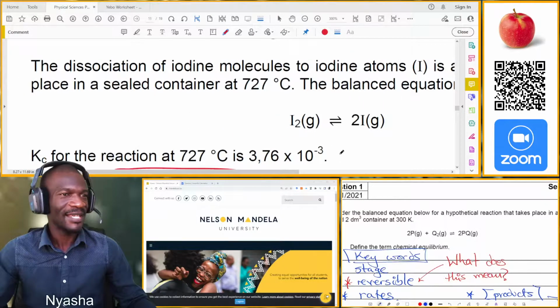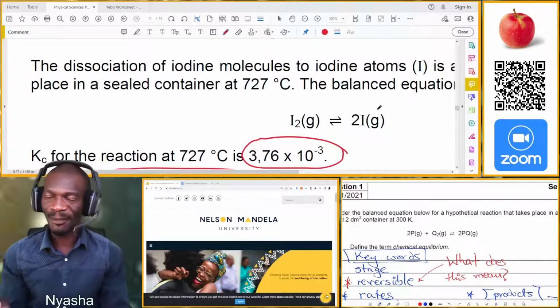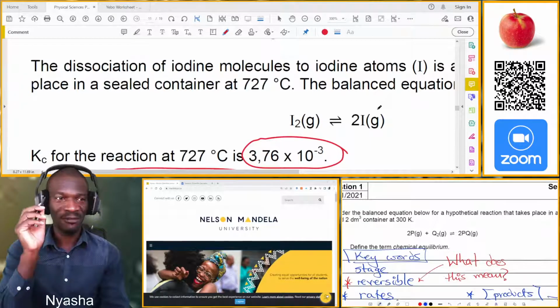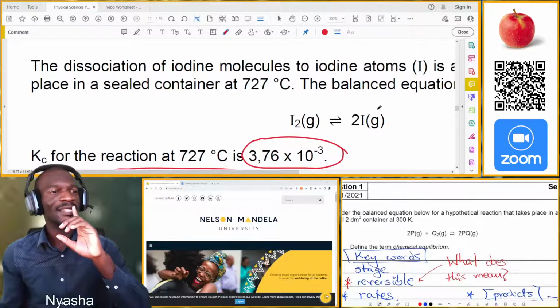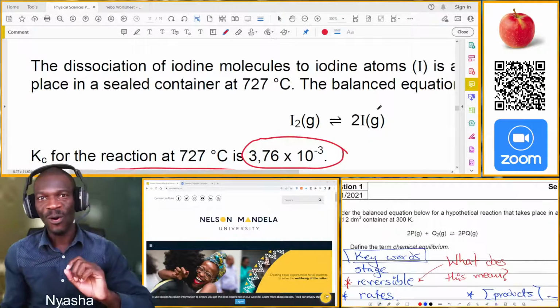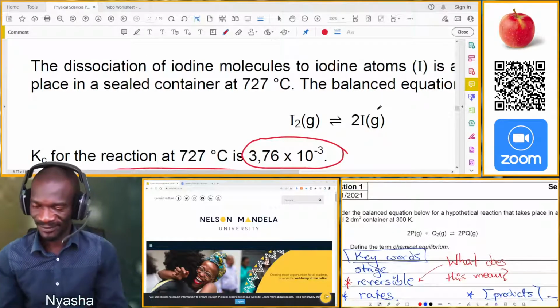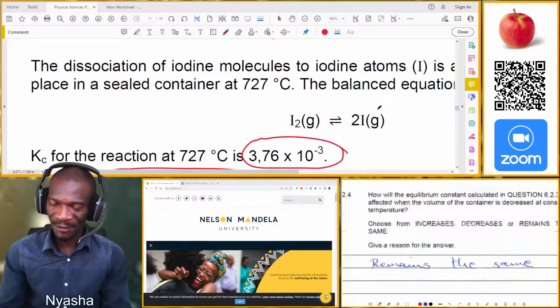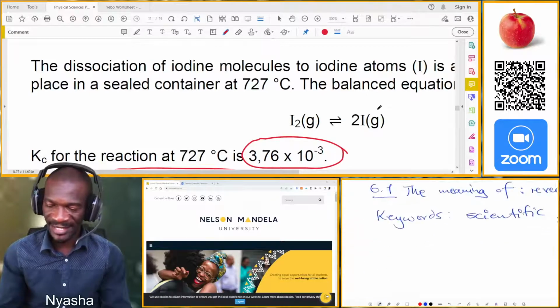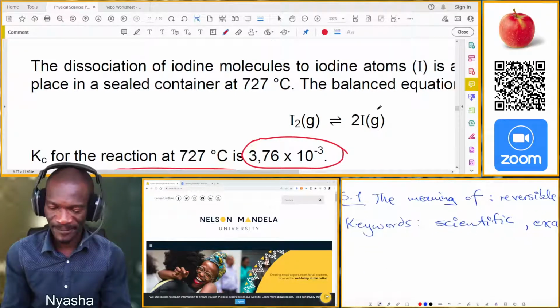They say Kc for the chemical reaction is 3.76 × 10^-3. Now my question is, what is the meaning of that? Are the reactants more than the products? What is the meaning of this number? Are the reactants more than the products?